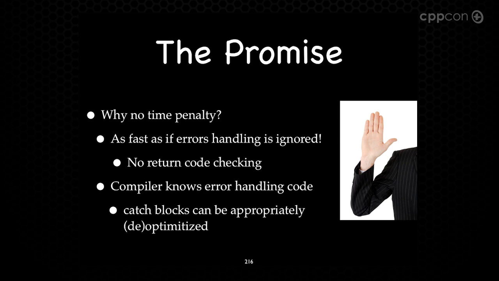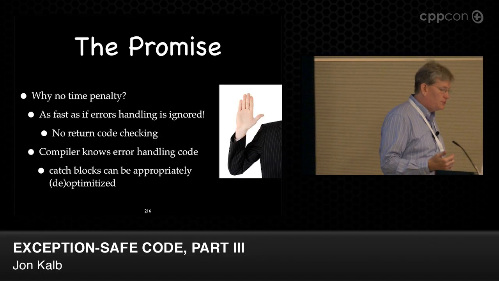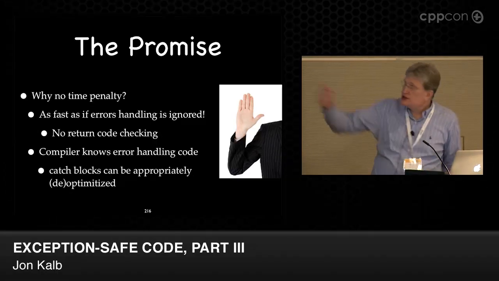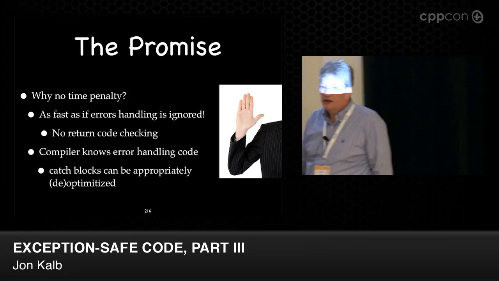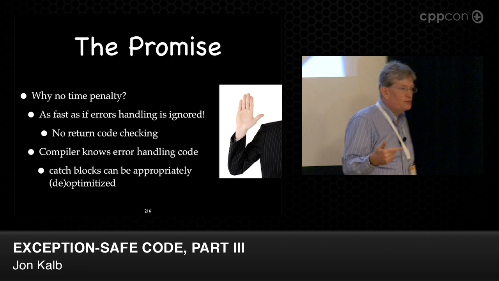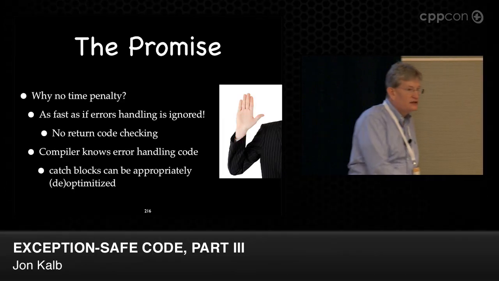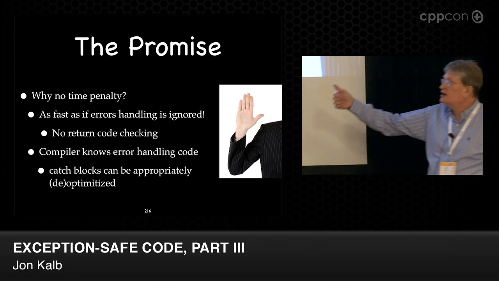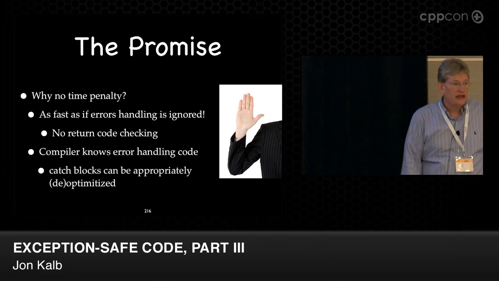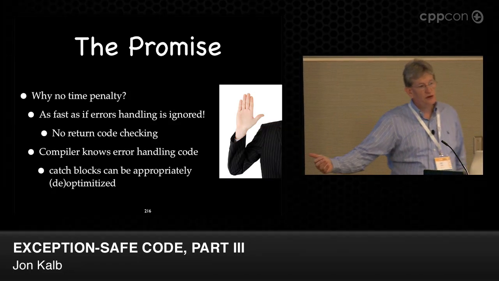What about the no time penalty? Well, again, I qualified it a little bit because it is possible that a compiler could optimize based on knowledge that throwing can't happen. But notice also that there's no return code checking. Now, if you're doing this a lot in a loop, return code checking, even if it's mostly successful, you're still checking. You're saying, if this is 0, do this. The compiler also knows where the error handling code is and can optimize for the case where it's not doing that.